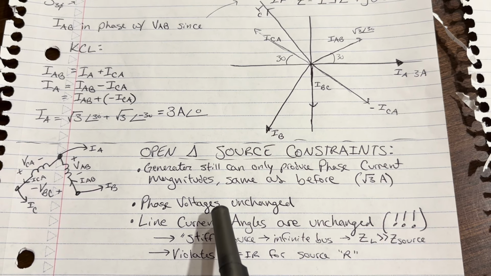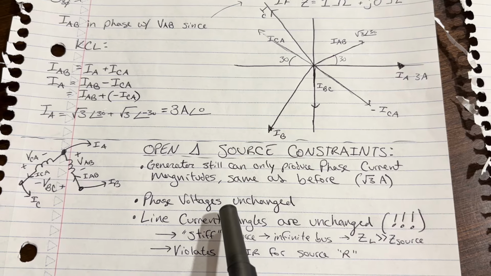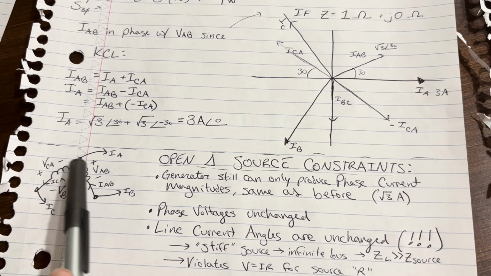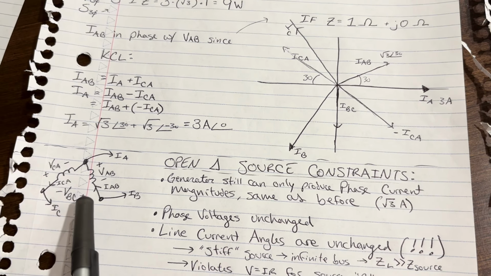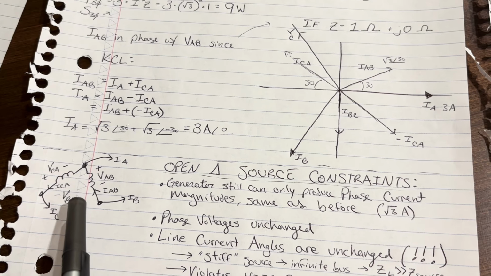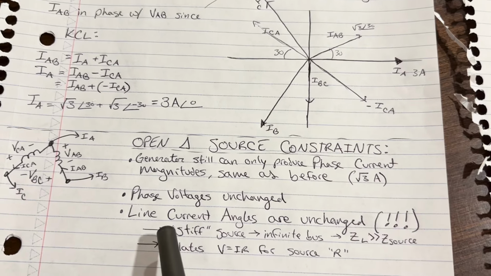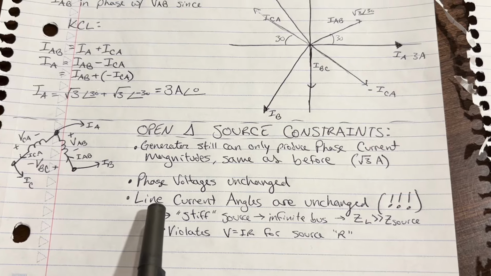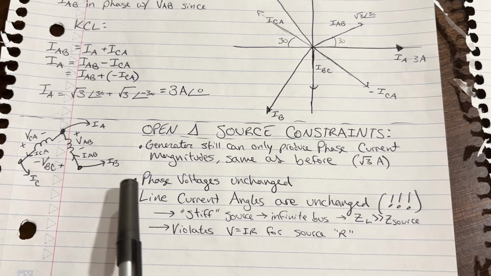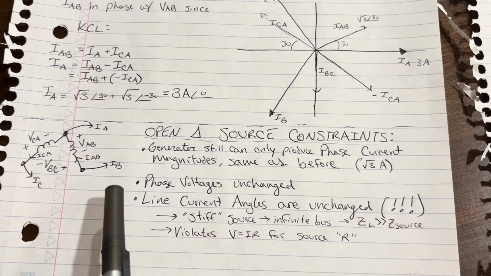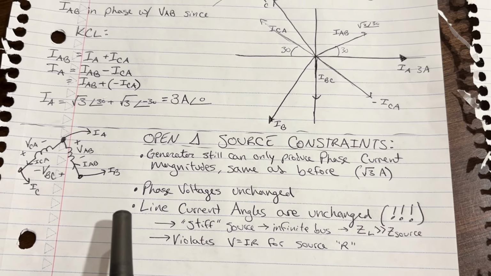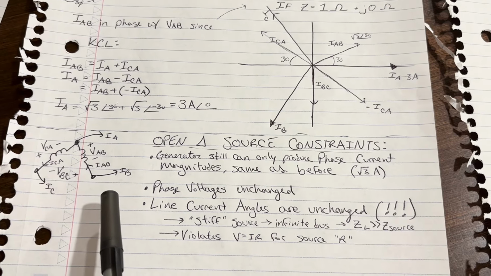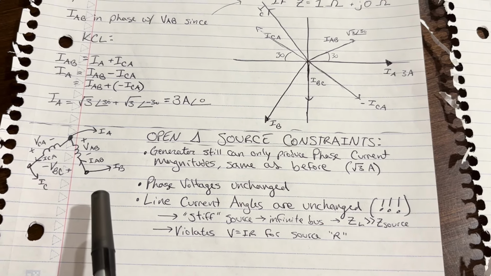Also, your phase voltages are unchanged. It's actually interesting if you take a KVL loop and sum all these and equate them to 0, VBC is actually the same as before, even though there's no phase. It's here. Okay, now for the big one. This one was the bane of my existence for like a whole day. Line current angles are unchanged. So that seems bizarre. Why is that a constraint? Well, imagine this generator is part of thousands, tens of thousands of other generators in the electrical grid.